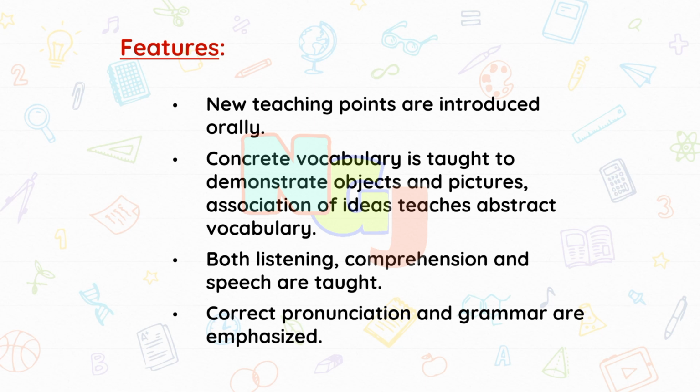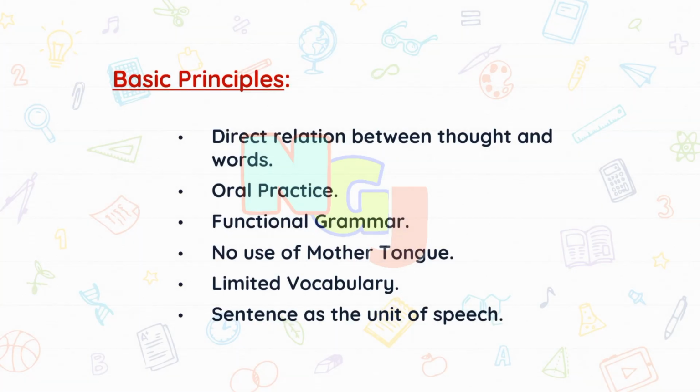Now, let us see the basic principles of the direct method. The first one is the direct relationship between thought and words. Here, the students are made to think and speak using the same medium, that is, the same language, the English language. So, there is a definite direct relation between thought and words. The next thing is that speech practice is given in the direct method. So, more emphasis is given to oral practice for all the students.